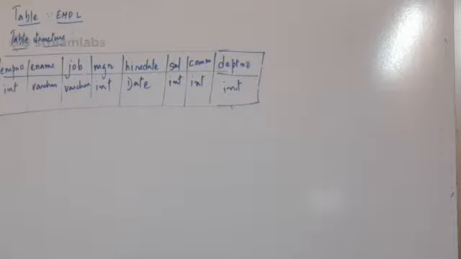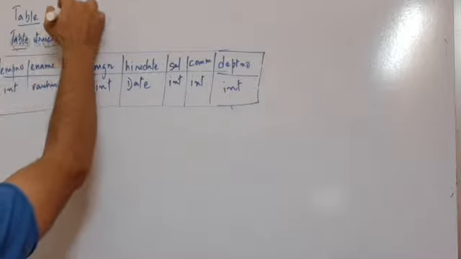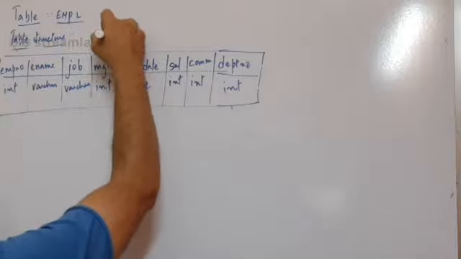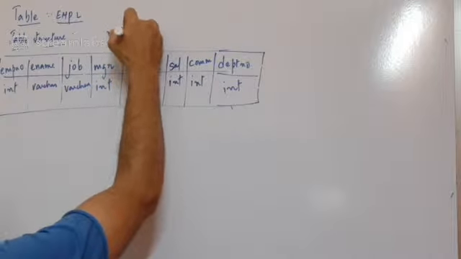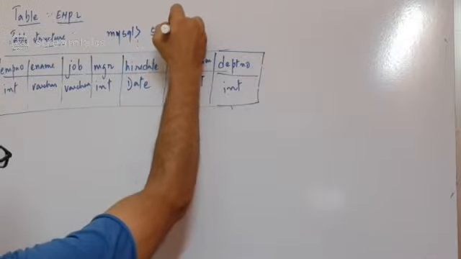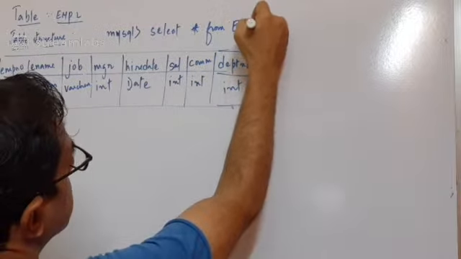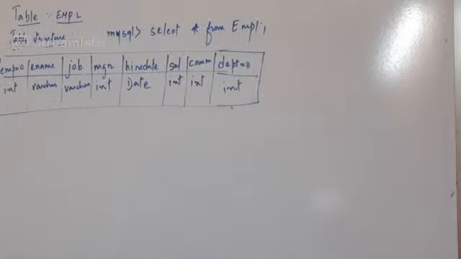Okay, now the first query. What is mentioned here is to display all the records, all columns from table EMPL. So the table name is EMPL, and all the records we need to display. So what will be the simplest way? In the MySQL prompt, select asterisk from EMPL, which is your table name. So this will be the first query's answer.